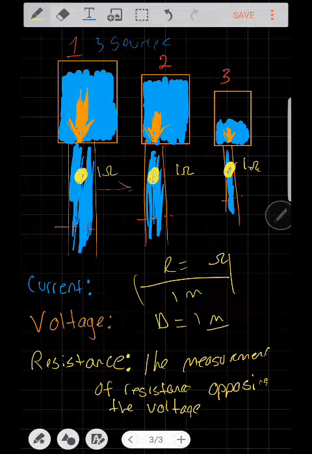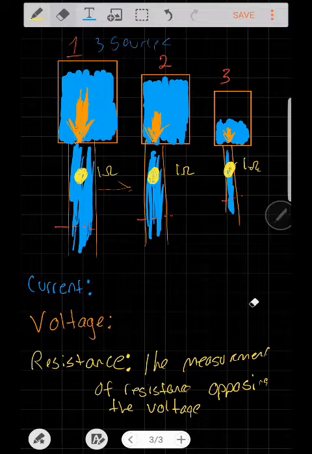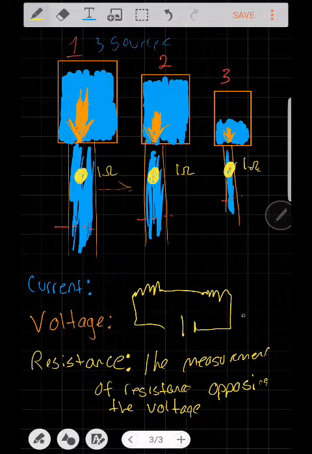Same thing in an electrical circuit. If I have a resistor in an electrical circuit, let's call this 3 amps, and this is 1 ohm, and this one is another 1 ohm. Well, that's going to slow it down, and that's going to mess with it. We could figure out the volts in a second.